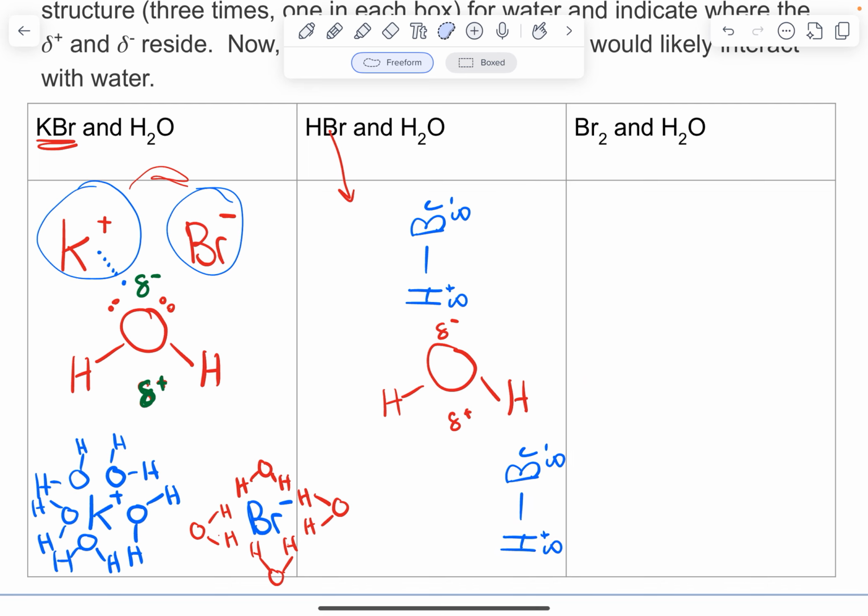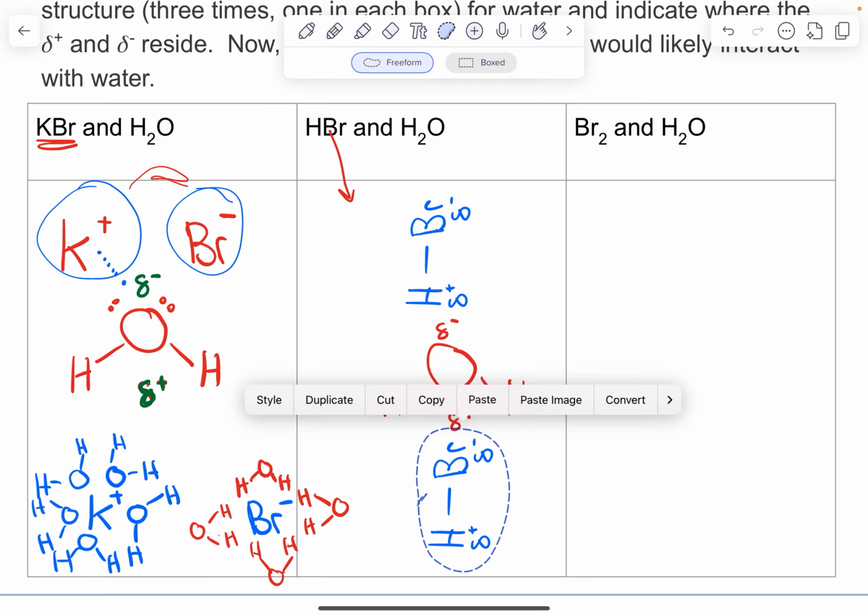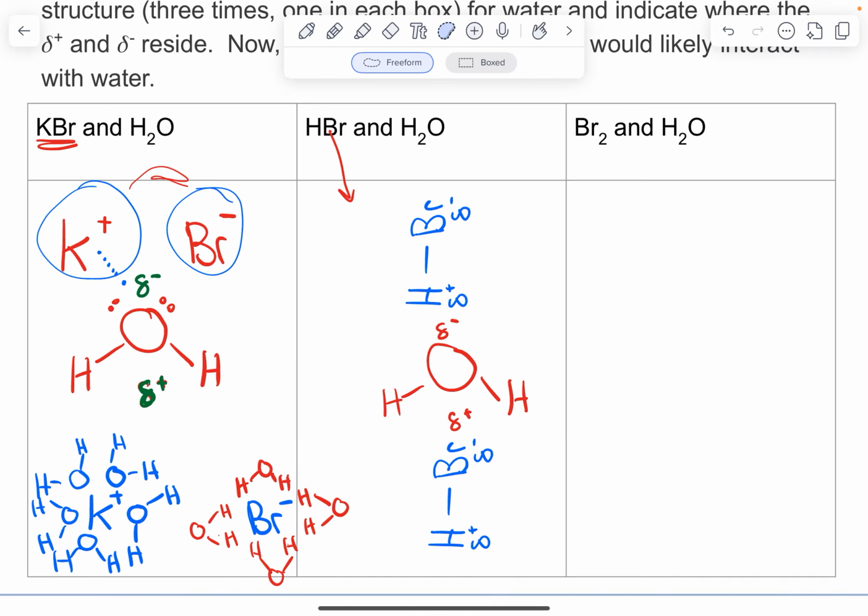And guess what? If there's another HBr molecule over here, it's going to orient itself so that its negative side is attracted to the positive side of the water. Okay, so things start to kind of line up, and it hugely affects how things will interact in water.